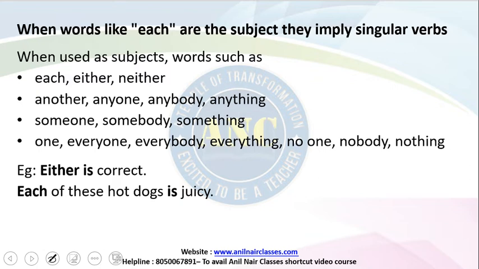When you have words like each, right? We've just covered that in one of the previous slides, that it will always imply singular verbs. Words like each, either, neither, another, anyone, anybody, anything, right? All these words will always have singular verbs. These are your singular words with singular verbs. Either is correct. Each of these hot dogs is juicy. So all of such words will have singular verbs.